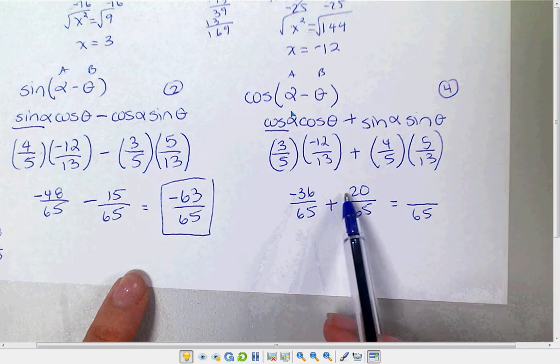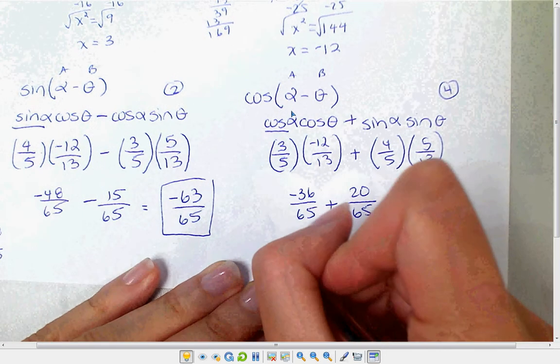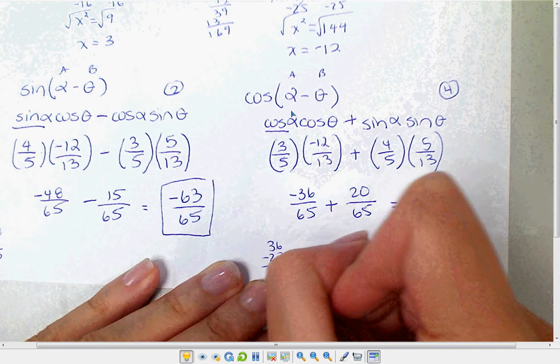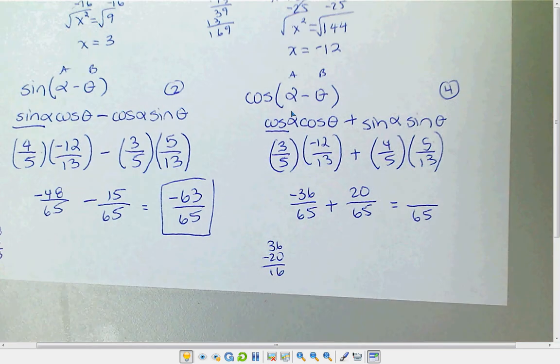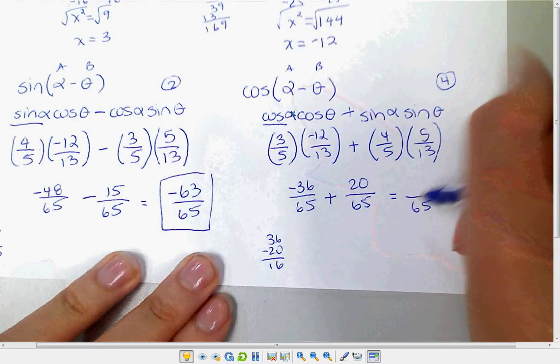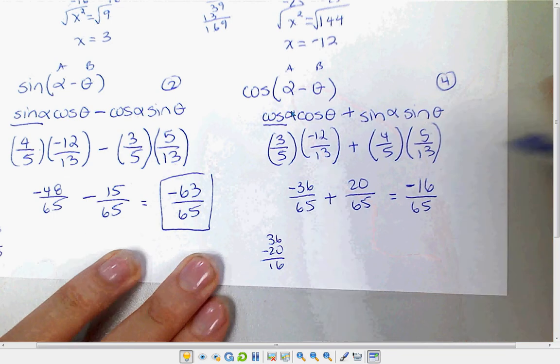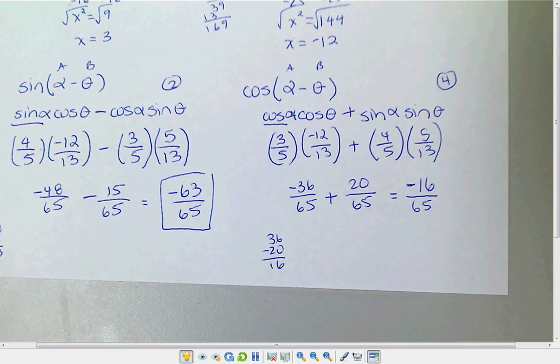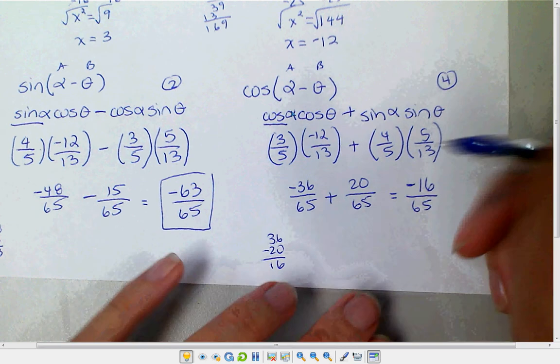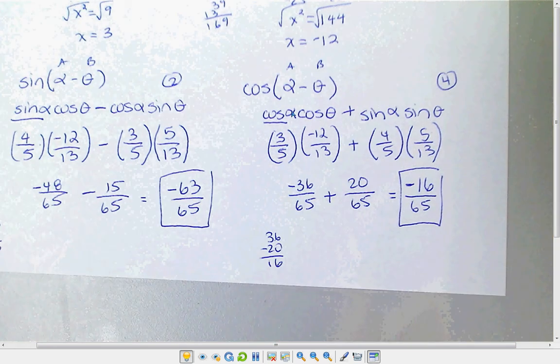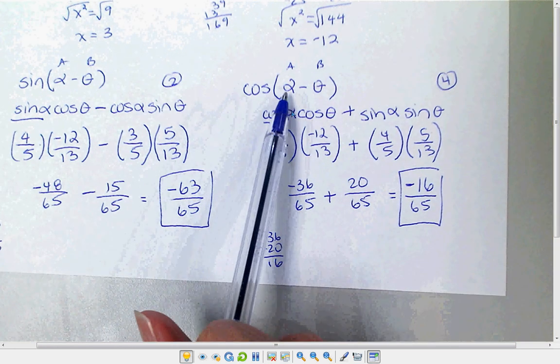Negative 36 plus 20, one of them is a negative, one of them is a positive, so we're going to subtract. And this gives us 16, and we take the sign of the larger number, so this is going to be negative 16 over 65. And we can't simplify that anymore. So this is our final answer for cosine of alpha minus theta.